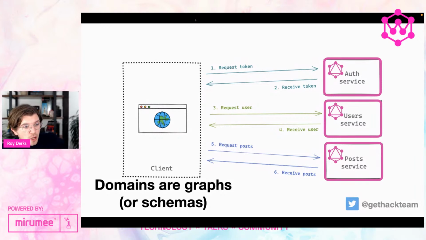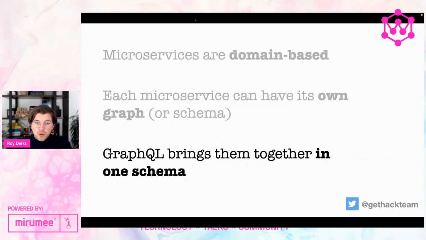So these domains truly are graphs, or as we're using GraphQL, there will be schemas. And whenever you're creating these microservices with GraphQL or REST, it doesn't really matter. Make sure they have one schema. And in REST, you can, of course, also create your OpenAPI schema, and then you connect them through GraphQL later on, as I'll show in a demo. But just make sure the schemas are really domain-based. And then, of course, you can use GraphQL to bring them all together in one schema.